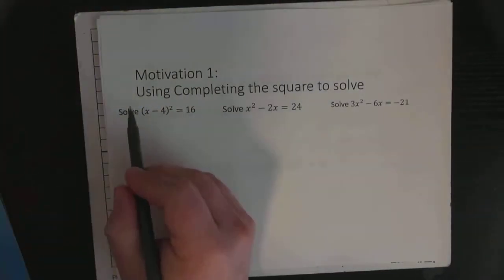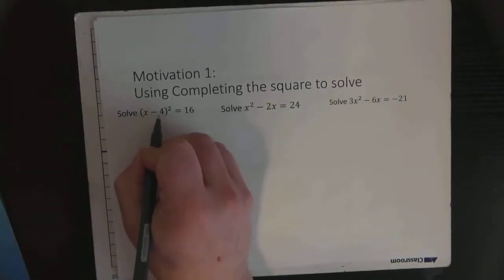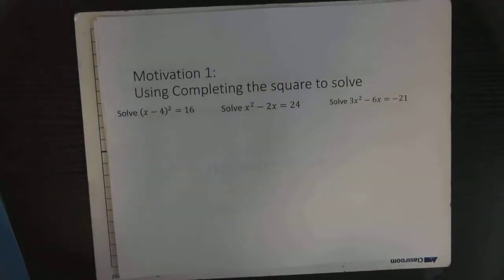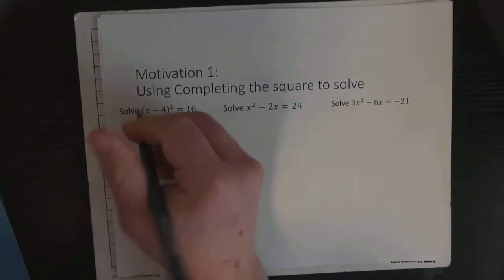So notice in the first example, the quantity x minus 4 squared equals 16. I want to show that this is a really easy quadratic to solve because it's already in the binomial squared form. And so in order to solve it, we're going to use inverse operations. To undo squaring, we take the square root of both sides.